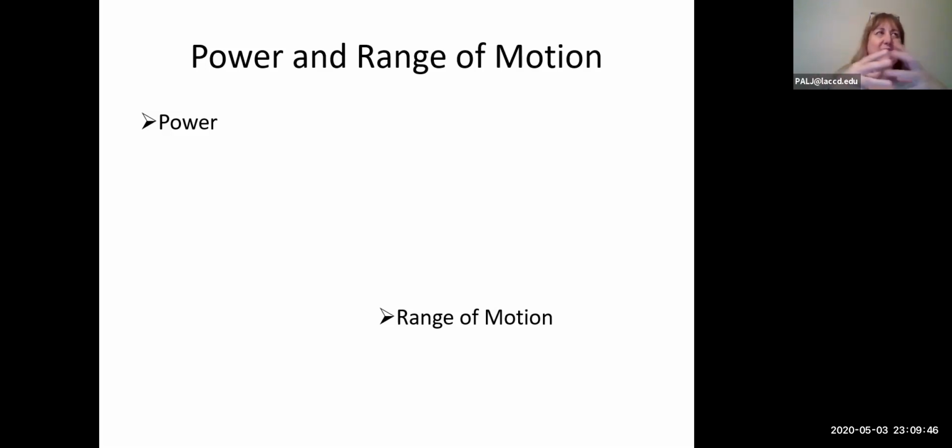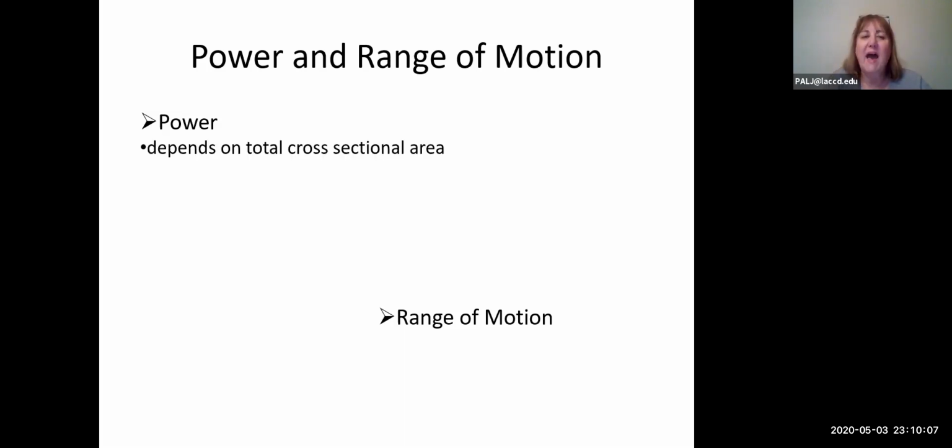So the next concept, and the reason why you really need to understand those fascicle shapes and those muscle shapes, is because they help you predict power and range of motion. So super important for all you PT, kinesiology, occupational therapy, all those kinds of people. Power depends, if you had a square, like for instance, a rectangle, okay? The total cross section.